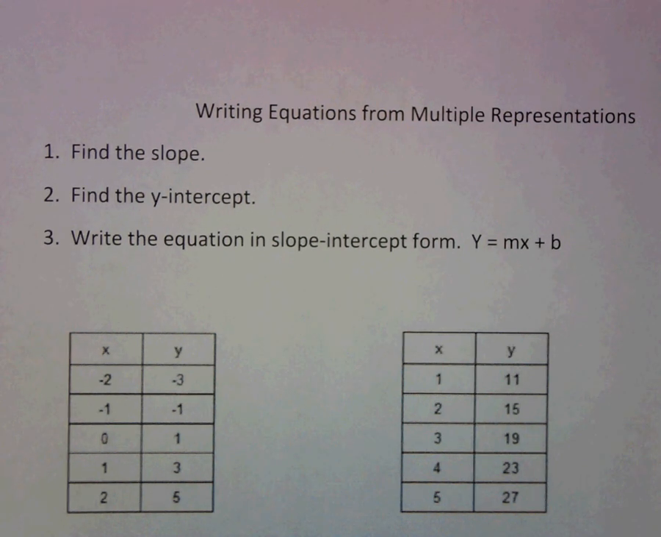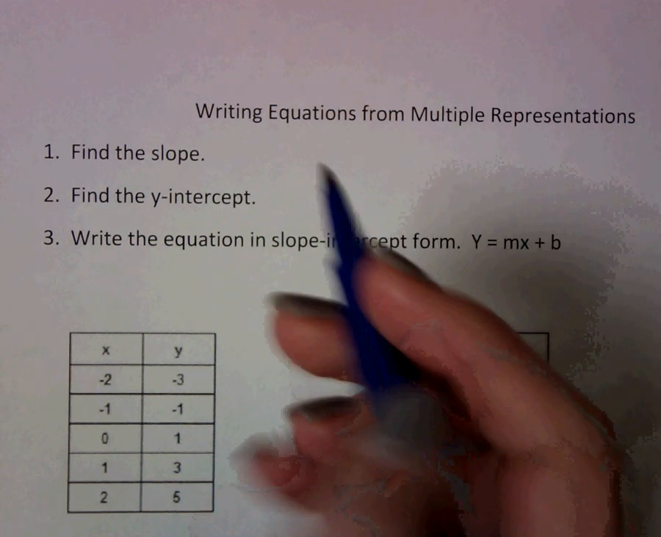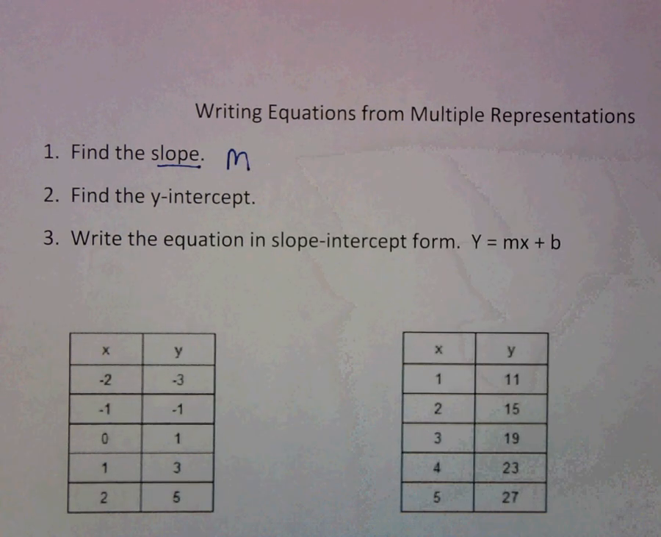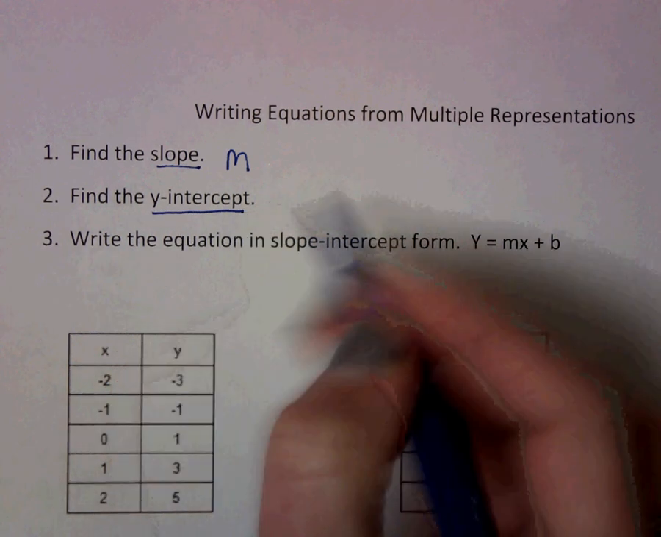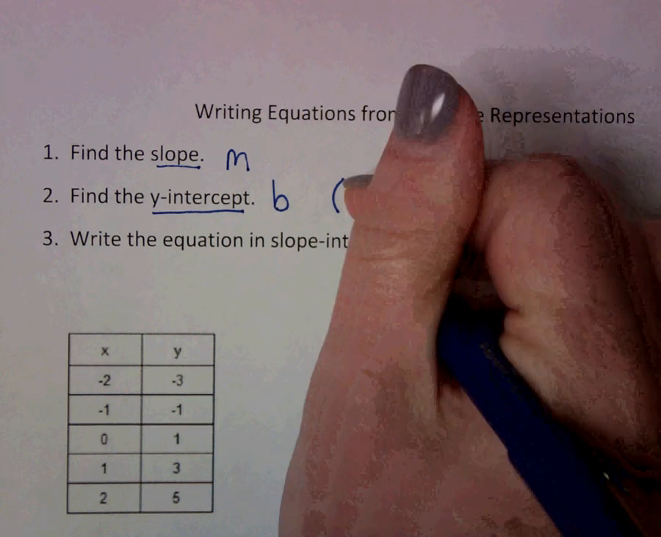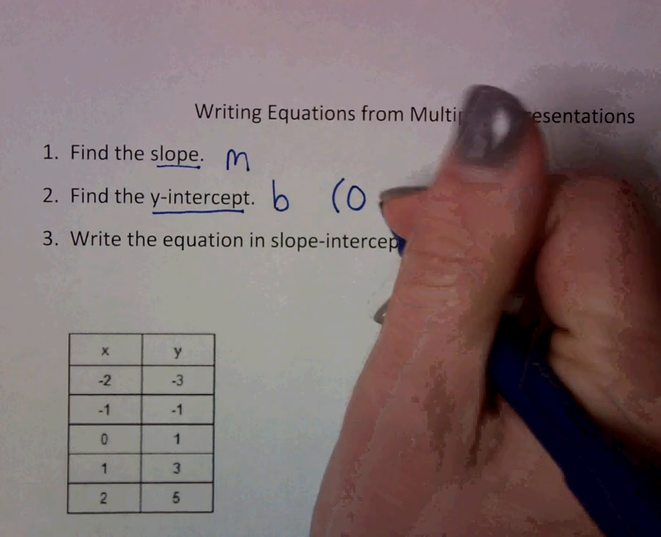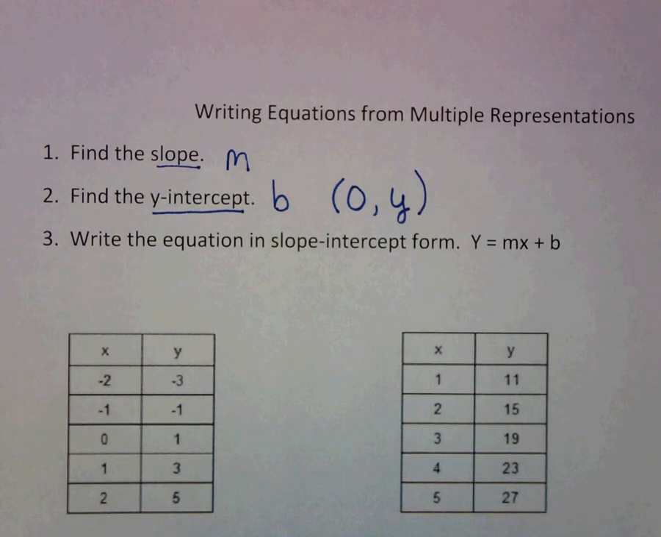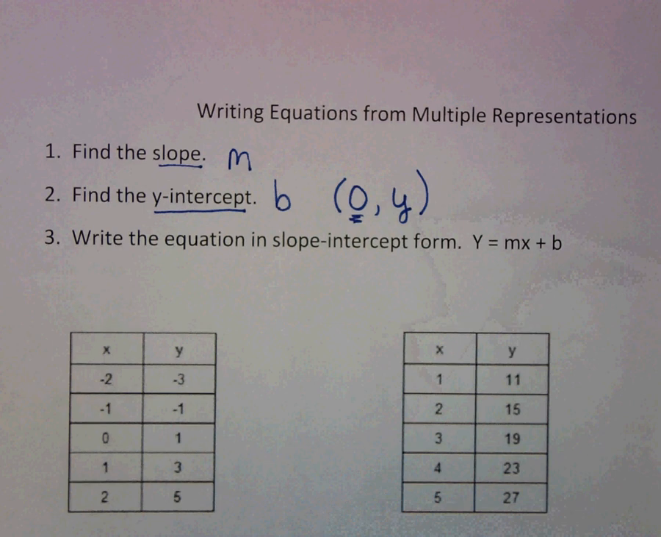Okay, in this lesson, we're going to look at how to write an equation from the multiple representations we've been looking at. Some of it I think will be familiar. So the key thing is we always have to find the slope. Remember, that's our m. We always have to find the y-intercept. That's our b. And I just want to remind you, for the y-intercept, we know that that's when x is 0. And then the y value is any other number. Sometimes it could be 0, but the key thing is we want to remember that the x value has to be 0.